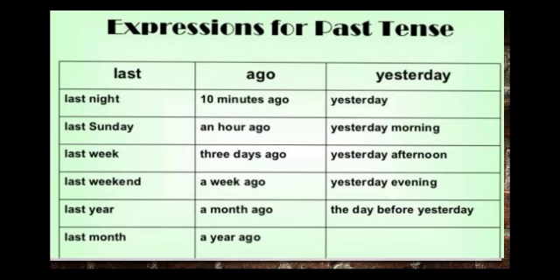Okay, another clue word is ago. We can say I met him 10 minutes ago. Or an hour ago, 3 days ago, a week ago, a month ago, a year ago. Okay, the same is the work of yesterday. If I say I met him yesterday, then the word yesterday will clearly tell us that the action was performed in the past. It has been completed in the past. The same is the case with yesterday morning, yesterday afternoon, yesterday evening, the day before yesterday, etc.